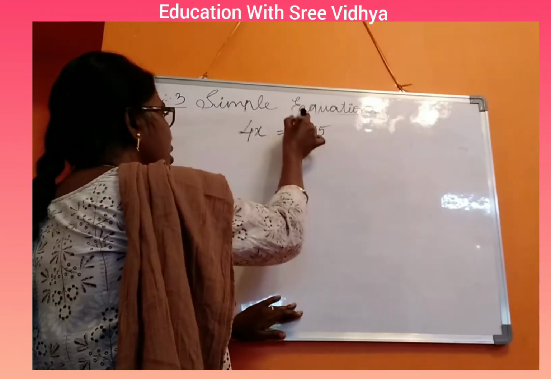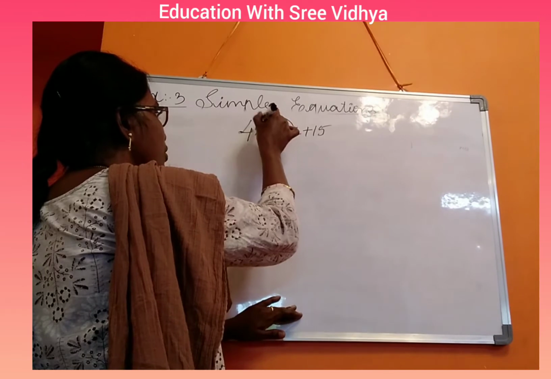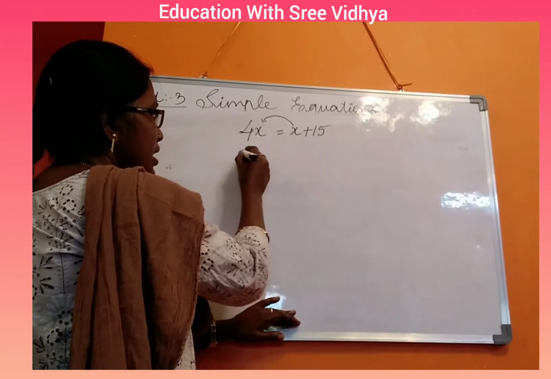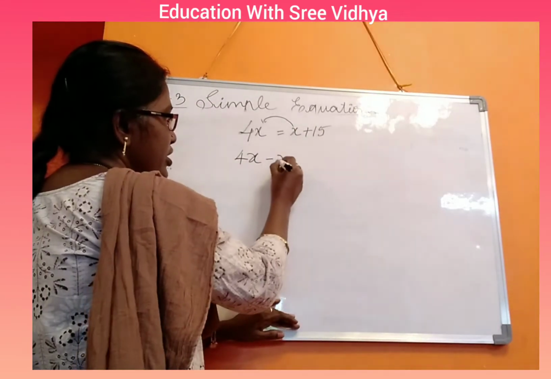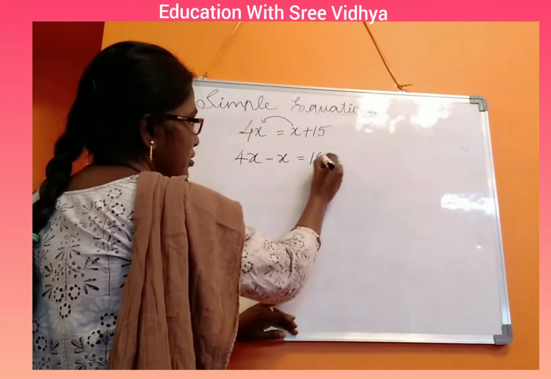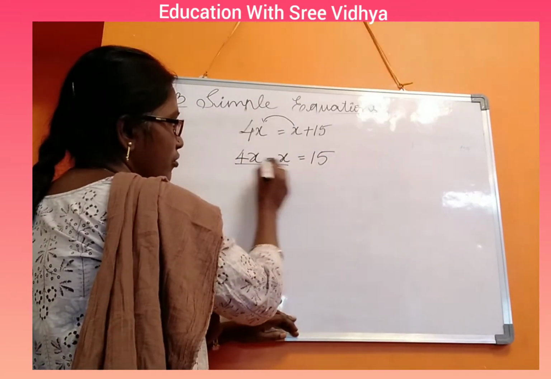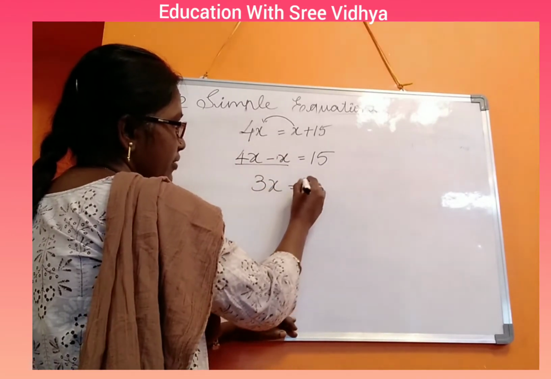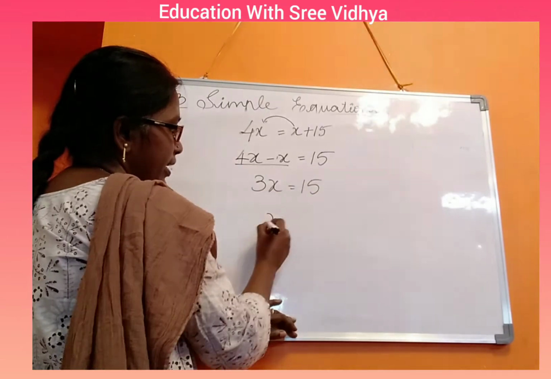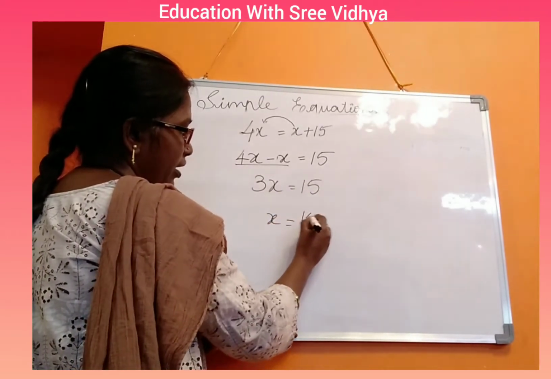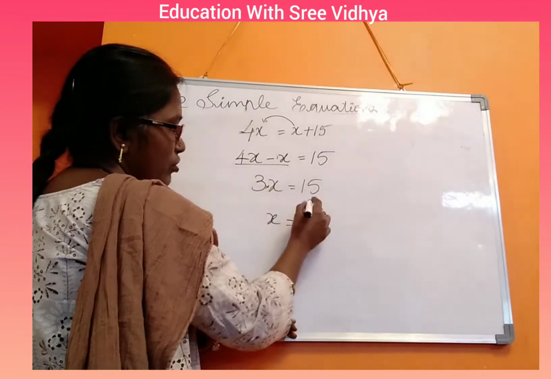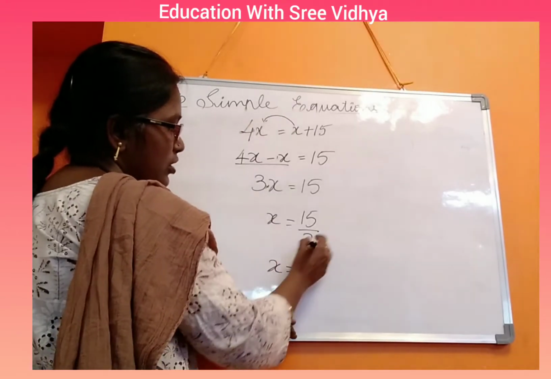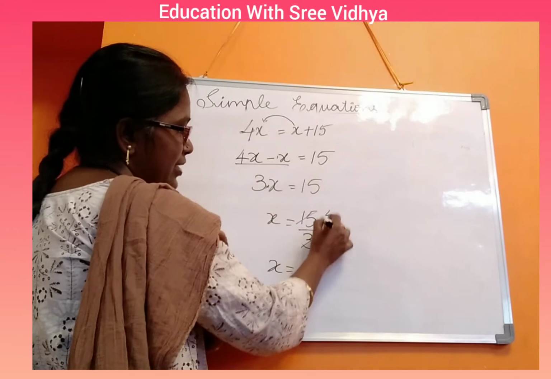Now I am carrying forward this X over here, and this addition will become subtraction, which is nothing but transposition. 4X minus X becomes 3X is equal to 15. This multiplication, if it goes this side, it becomes division. So X is equal to 15 by 3, 3 fives are 15.